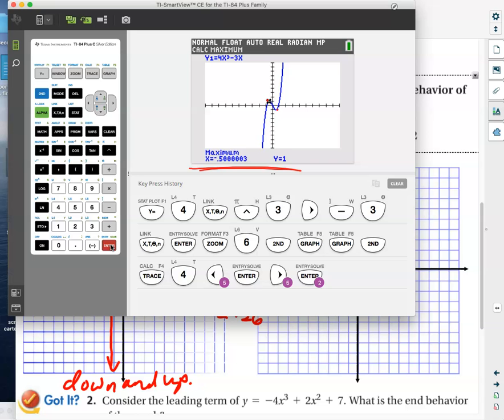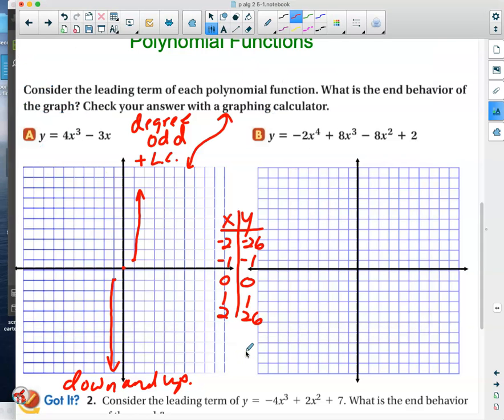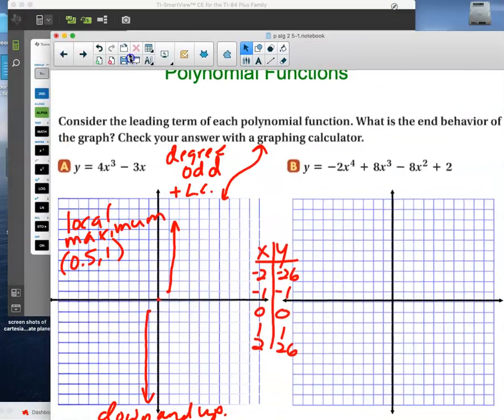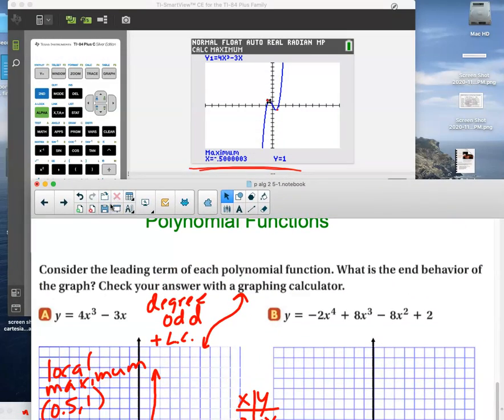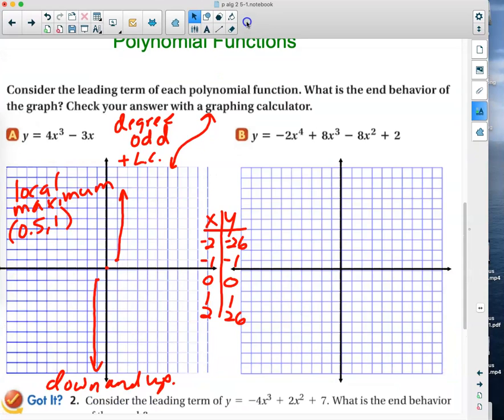And it's really, really close to 0.51. That is called a local maximum at 0.51. And I'm going to get that on there. So I think there was a negative in there. Negative in front. I was just thinking that doesn't make any sense without the negative. So negative 0.51.